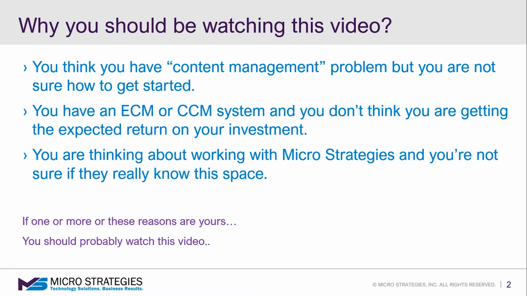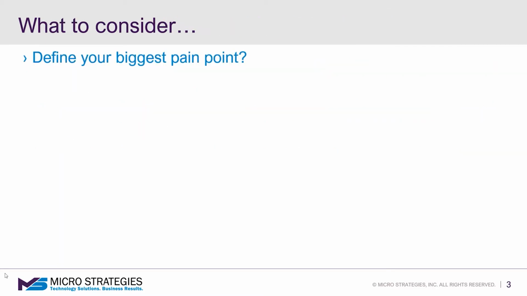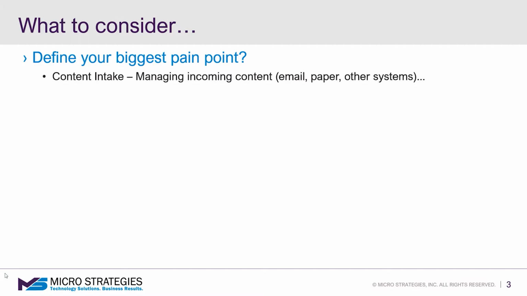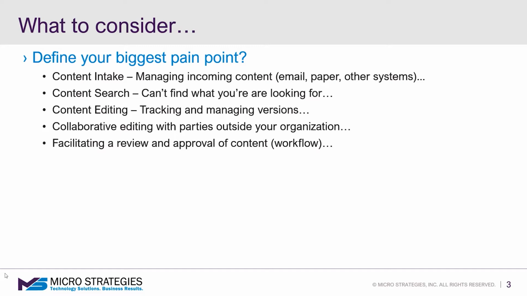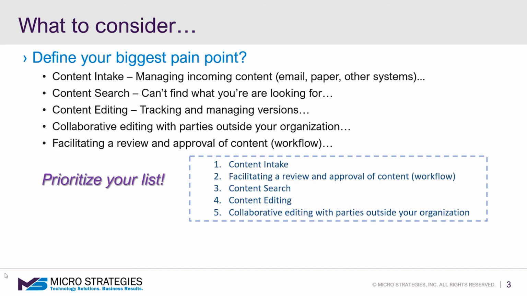So let's get started. So what to consider? Well, define your biggest pain point. Is it content intake, managing incoming content, email, paper, documents coming from other systems? Is it content search? You can't find what you're looking for. Is it content editing, tracking and managing different versions? Is it collaborative editing with parties outside your organization? Is it facilitating a review and approval of content? Workflow. Yes, I know, everybody has all of these problems, but what you need to do is create your prioritized list. What does your list look like? That list is going to define where you spend your time and, of course, your investment.